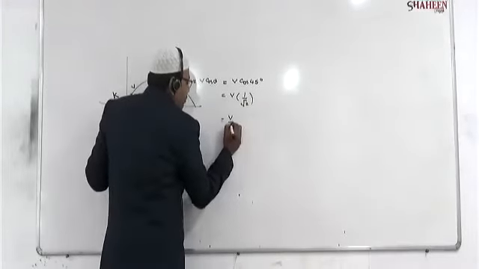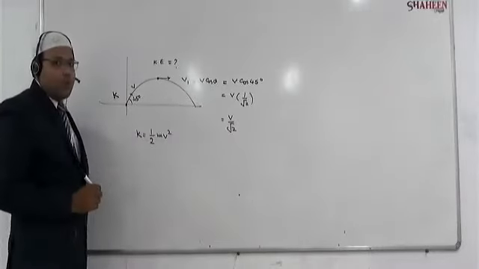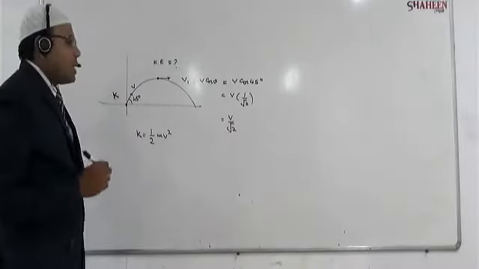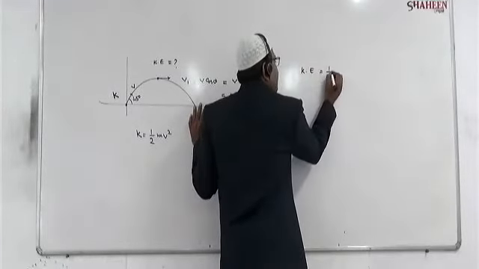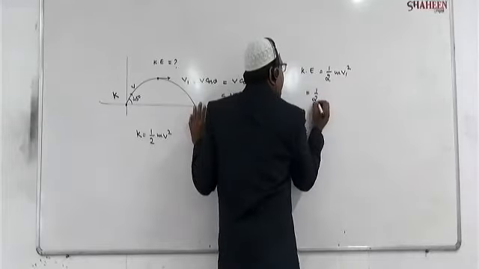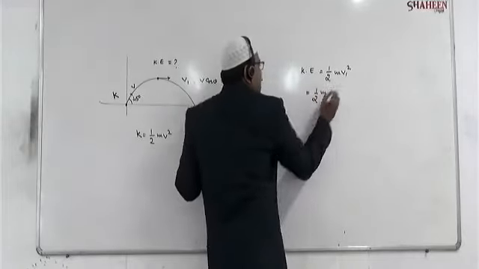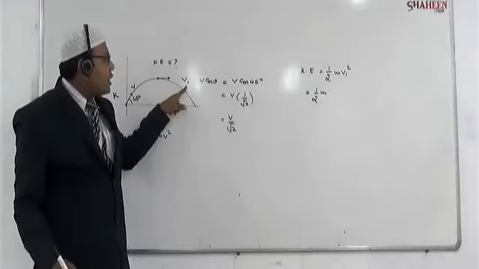So this will become v by root 2. So at the highest point the velocity is v by root 2. So I have to calculate what is the kinetic energy. Kinetic energy at the highest point is half m v1 square. This is half m as it is. What is v1 square? Because v1 is the velocity at the highest point and we have calculated v1 as v by root 2.